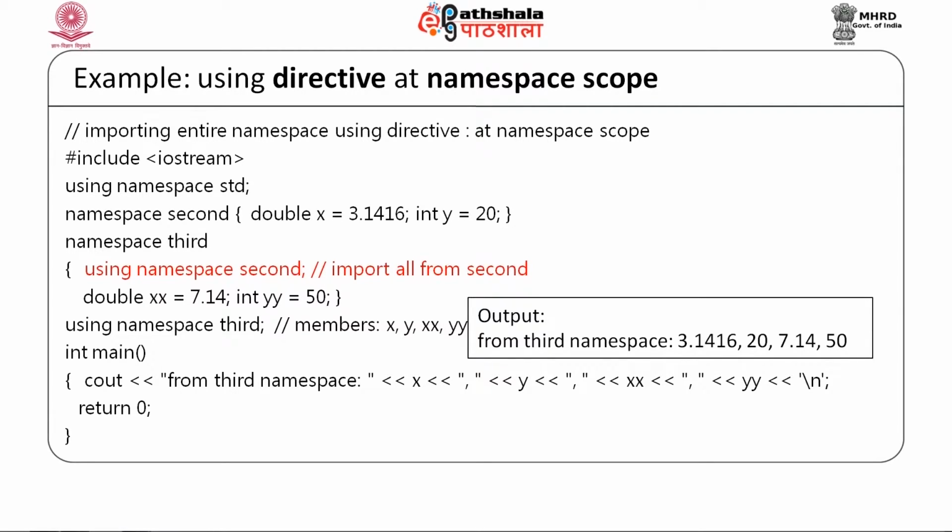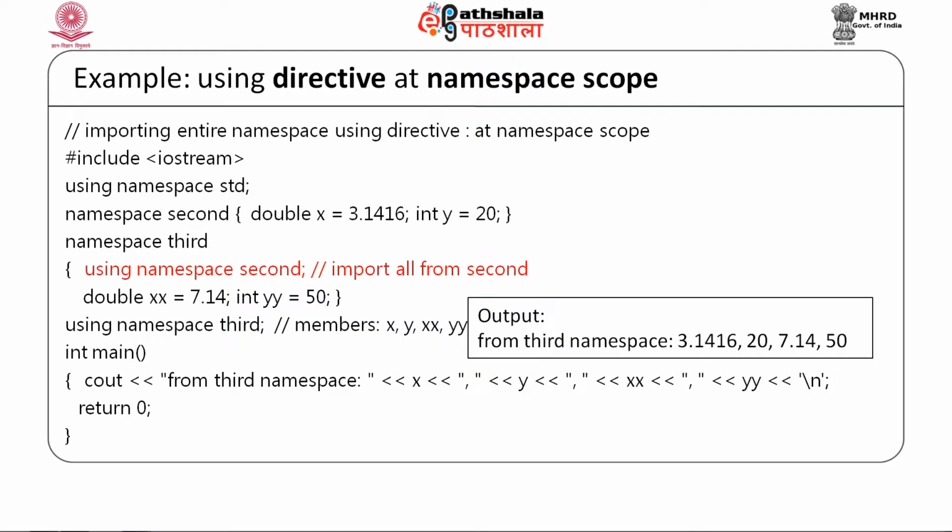So, here we can see we have used namespace second with double x and int y. We have used namespace third with its elements xx and yy, but within it we used using namespace second. So, this way it will import all the elements of second in namespace third. So, now the namespace third will have x, y as well as xx and yy. So, 4 members in namespace third are available in its scope.